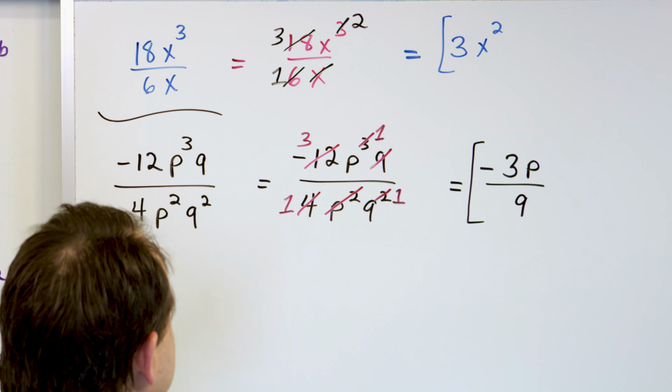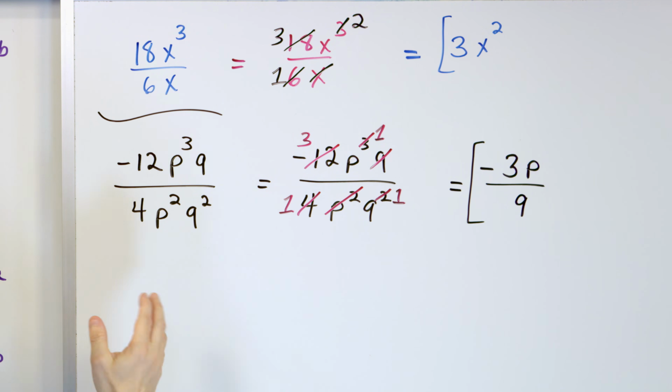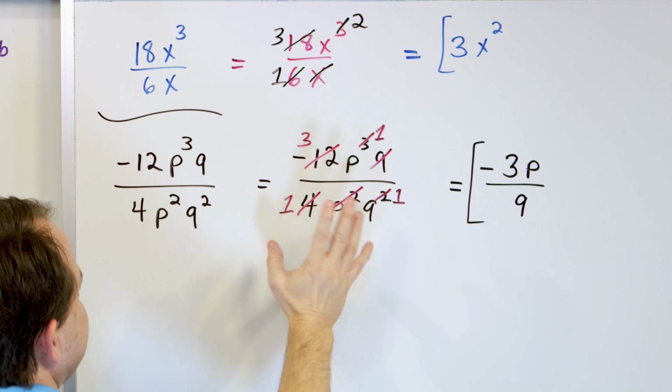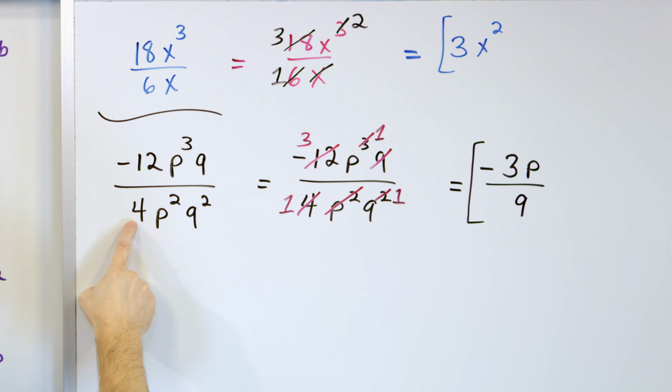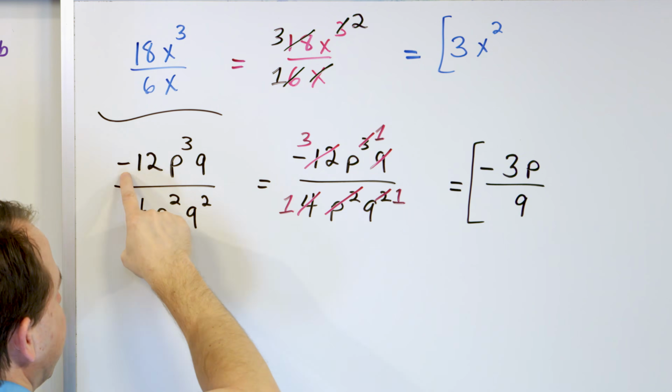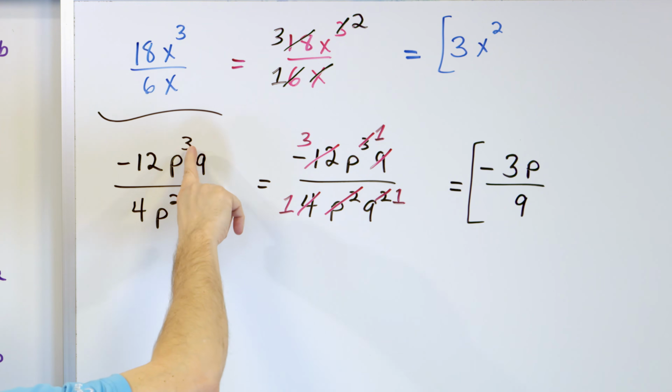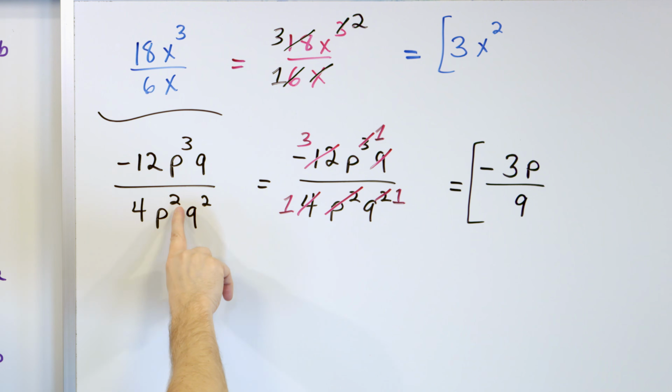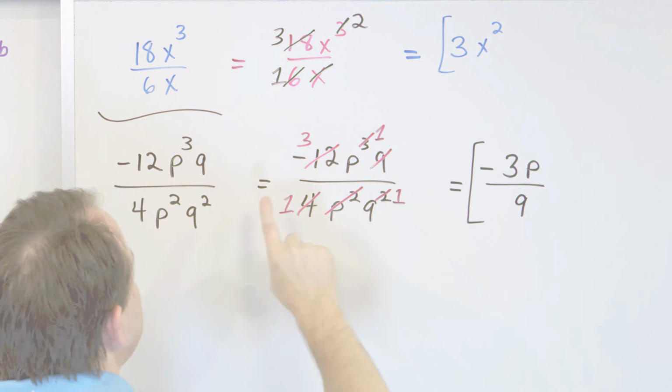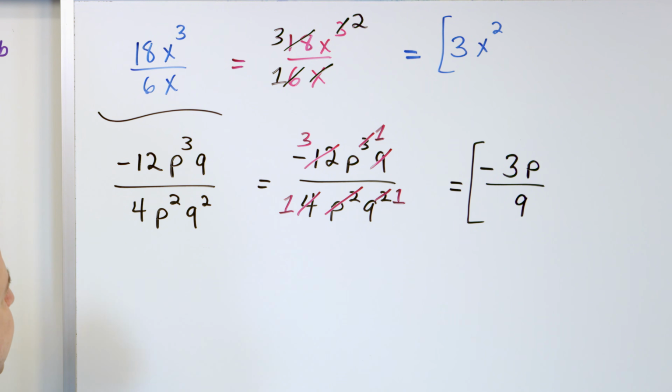Now again, there's lots of ways to think about it. You can think about it like this. Instead of doing the simplification here, you can think of 12 divided by 4 gives me 3, and of course the negative is still there. And then for the p's, you could just subtract the exponents. 3 minus 2 is p to the first power. So again, there's lots of different ways to think about it.